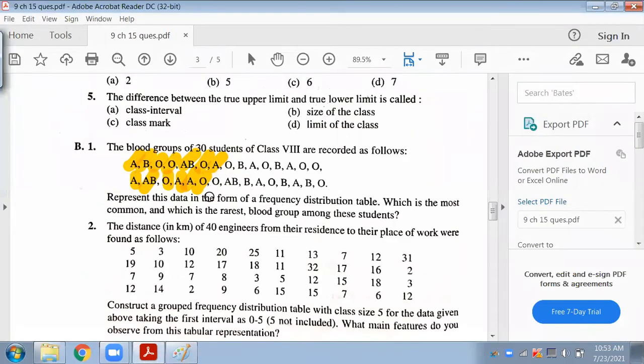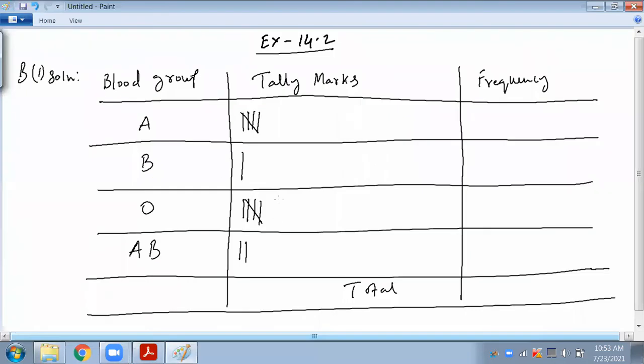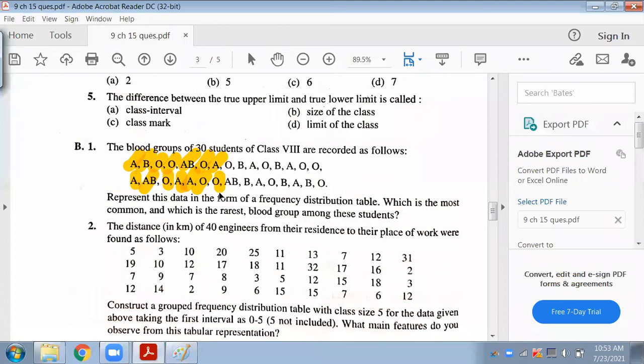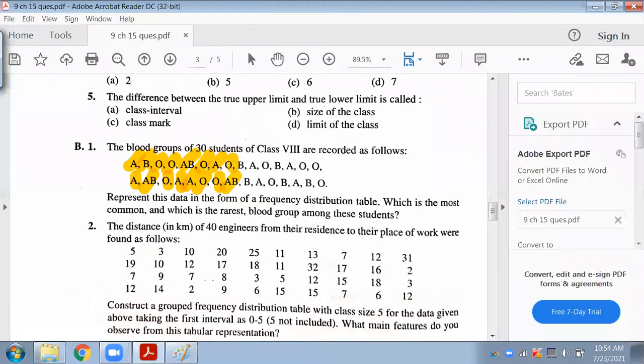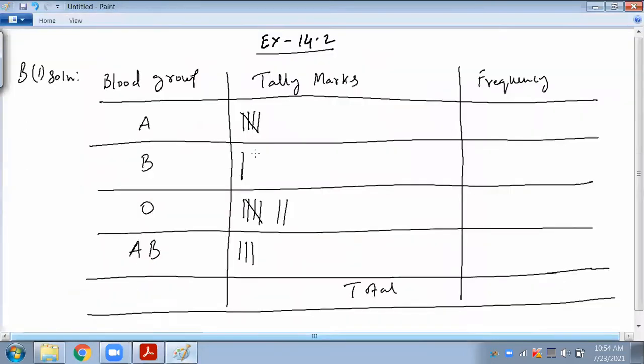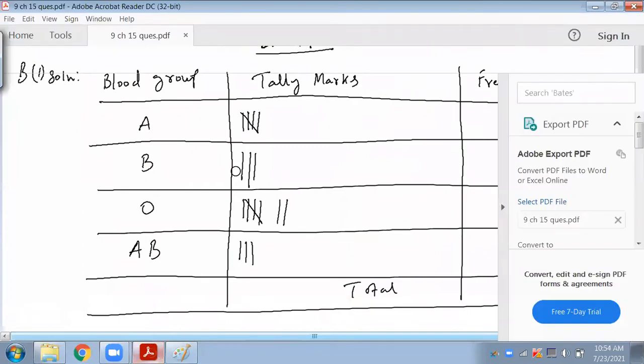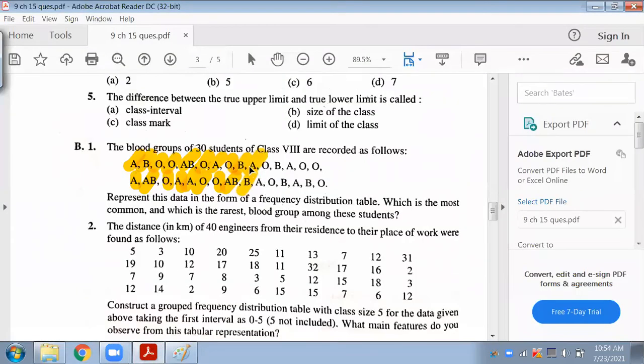Then next one is O. Put it near O. Again, next one is O again, so put it near O. Next one is AB, so put it near AB. Next one is B, so put it near B. Next one is again B, so put it near B. Next one is A, so put it near A.